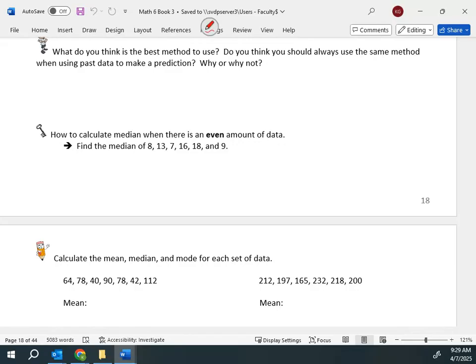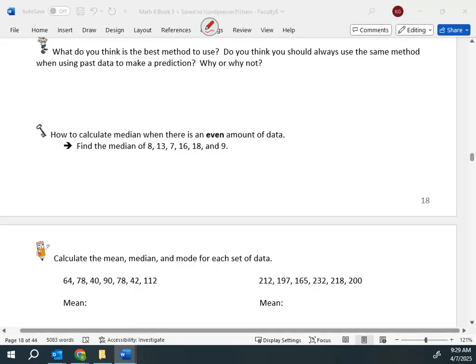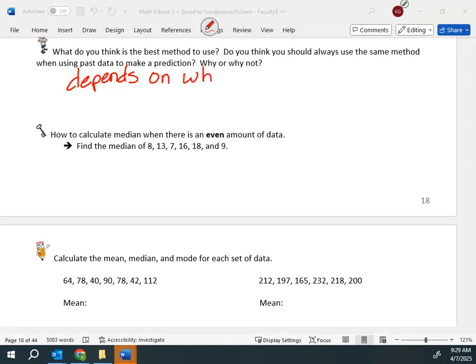So do you think you should always use the same method when using past data to make a prediction? No. It depends on what prediction you are making. So it really depends on that prediction, or what you're being asked to do.